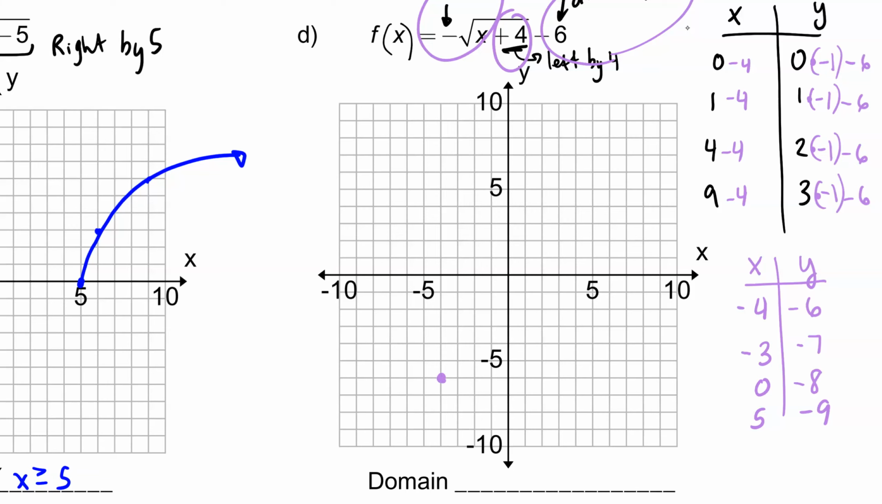-3, -7, 0, -8, and 5, -9. I'll give you a second to make sure you have all these points. -7.